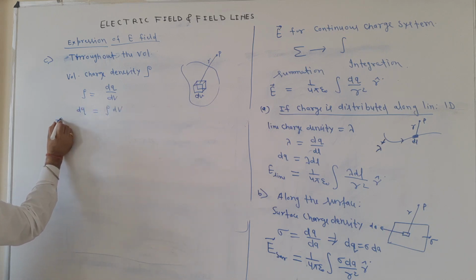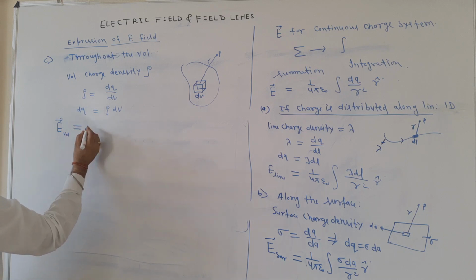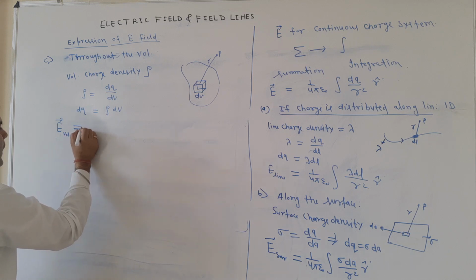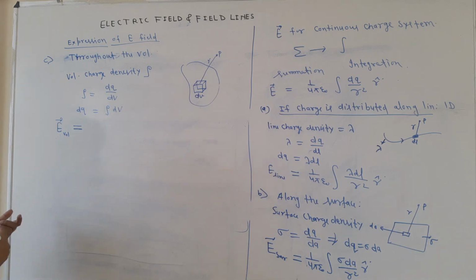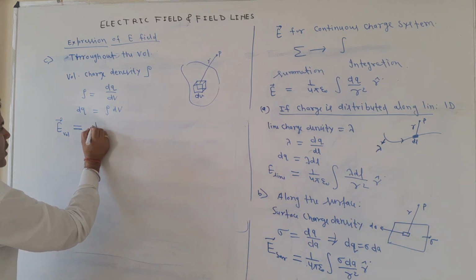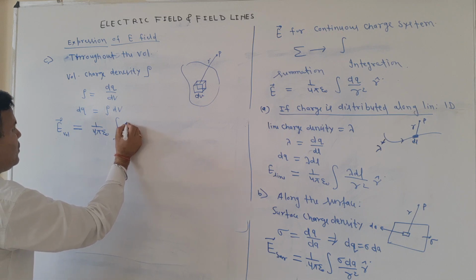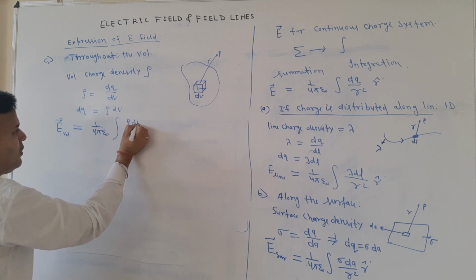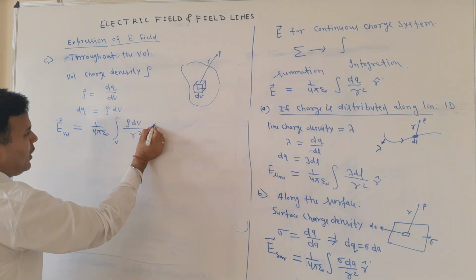So the electric field profile for a volume charge density, or in another way, the expression of electric field for the case where the charge is distributed throughout the volume, is 1 upon 4 pi epsilon 0, integral of dq, and dq is rho dV, this is a volume integral, by r square, r cap.